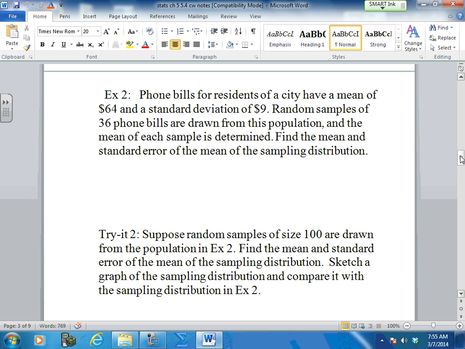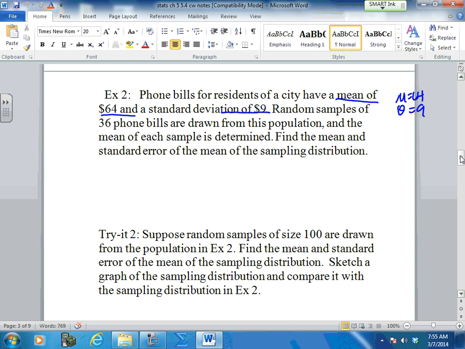Phone bills for residents of a city have a mean of $64 and a standard deviation of 9. So this is your whole population of the phone bills for the residents of this city. They have a mean of 64 and a standard deviation of 9.